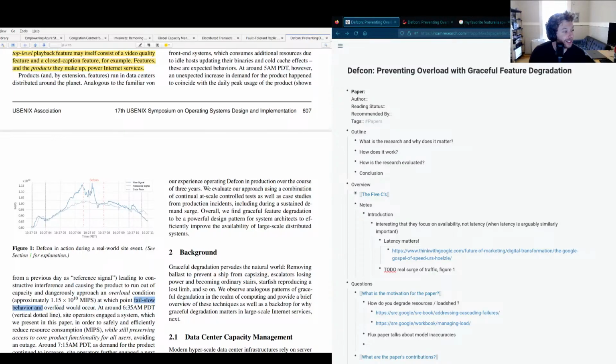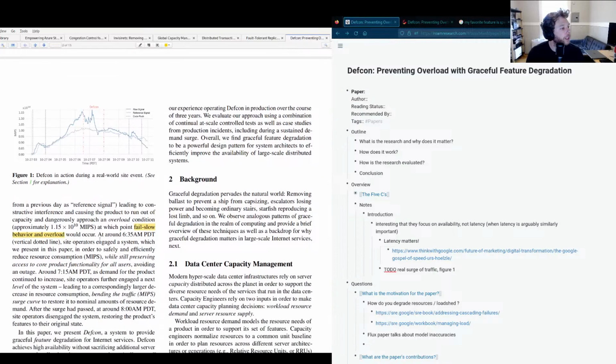Okay. So they're talking about fail slow behavior. And they're talking about there is a spike in usage around peak. So this is what we're looking at right here. There's a spike in usage around peak. And they also talk about fail slow.